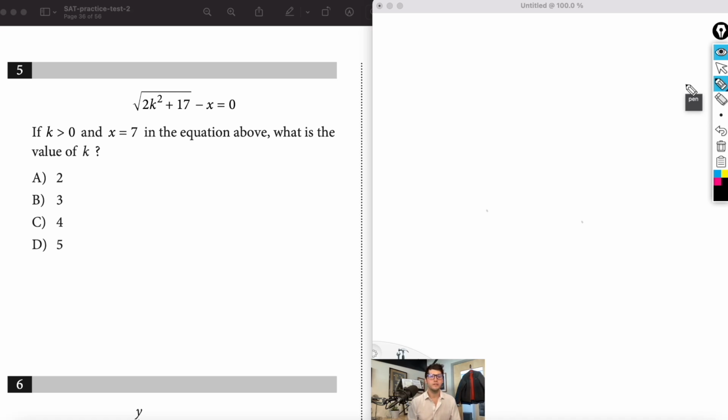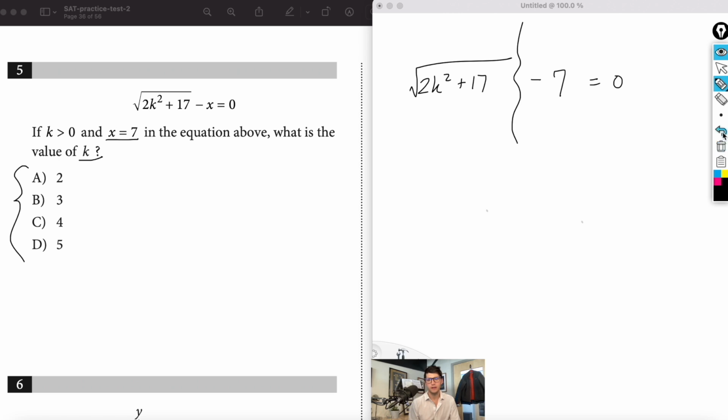Number 5, test 2. Another question where we have numbers for answers, and it's always an option to just plug these numbers right in. So we have x equals 7, and they want to know the value of k. Okay, so we have the square root of 2k squared plus 17, minus x, which is minus 7, equals 0. That's certainly outside of this radical sign. Add it over: 2k squared plus 17 equals 7.